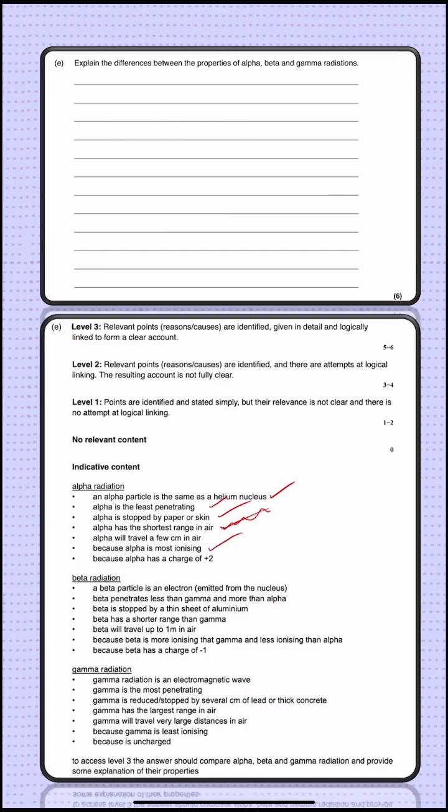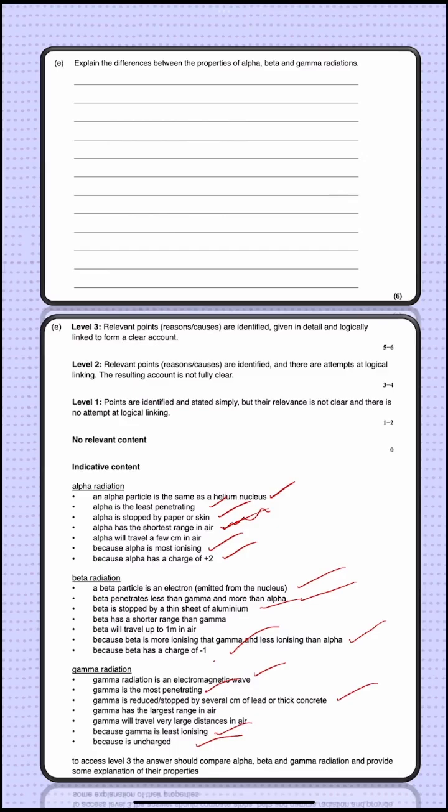Most ionizing, yes. Has a charge of +2, that's fine. Penetrates, yes. We said moderately penetrating, stopped by aluminium. Didn't talk about range. Ionizing we talked about. Yes, so we're basically talking about the first few and the last two. That's more than enough for 6 marks.